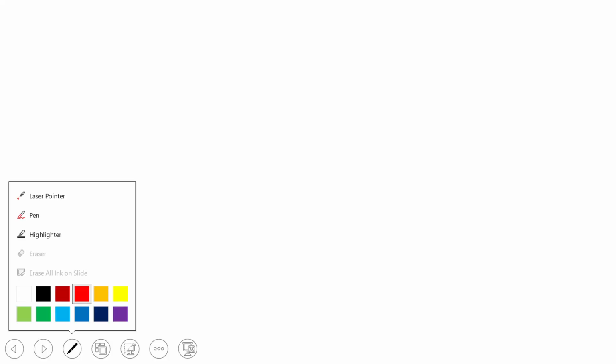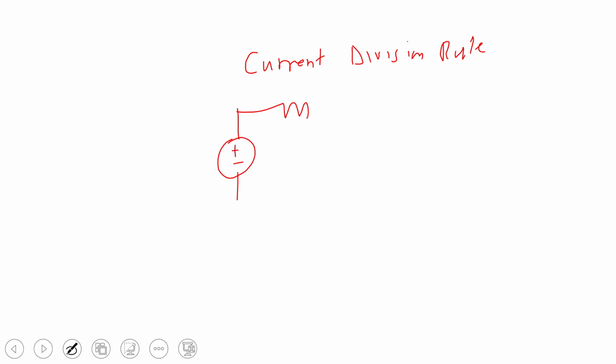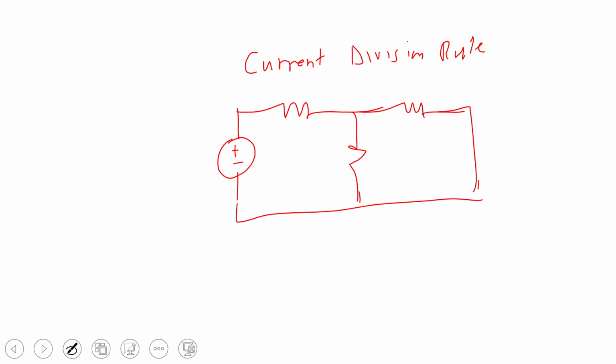Welcome to today's class, and today we are talking about the current division rule. The main question is, how does current divide within the circuit? Let's say, for instance, you have a simple circuit like this, and one thing about this section is that you need to watch the video on things in series and things in parallel so you can follow this section very well. Part 1 to part 3, things in series and parallel, because we are going to use it so well here.